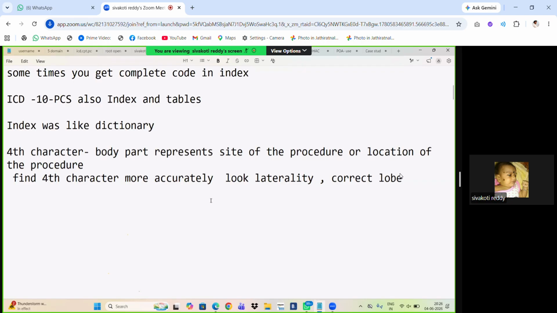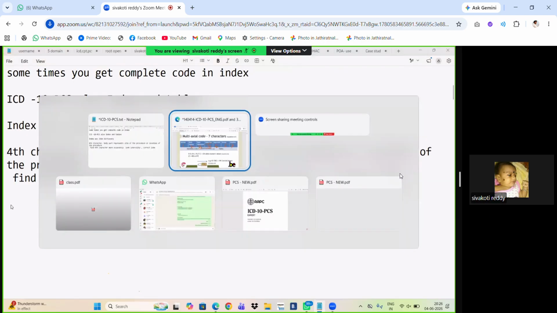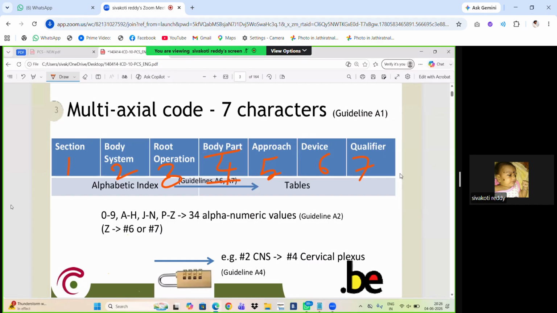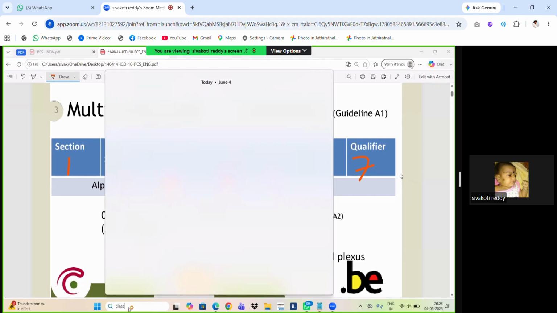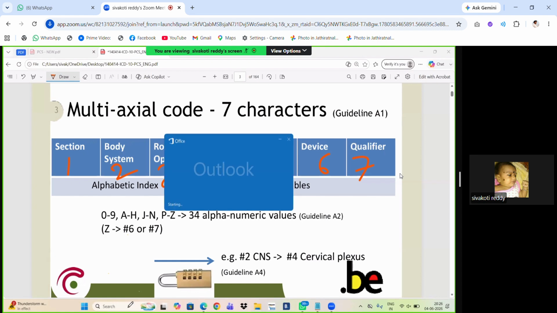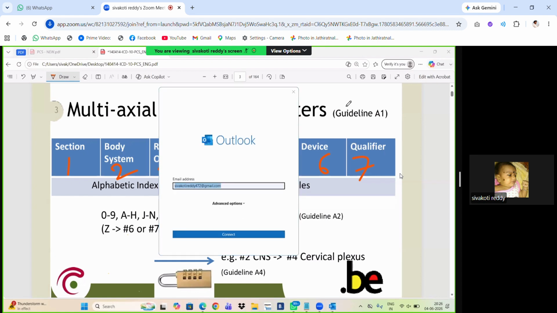Now clear, right? Fourth character, how to find? Any doubt? Body part, guys? Body part means site of the procedure or location of the procedure. Any doubt? Clear, Shiva. I will show some procedure notes. You can identify body parts.